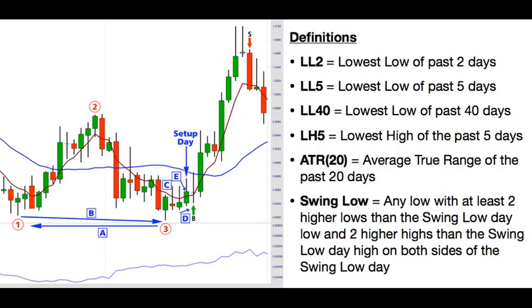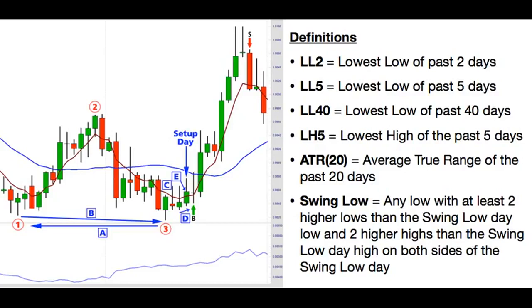And the LH5 is the lowest high of the past 5 days. The ATR20 is simply the average true range of the past 20 days. And the swing low is any low with at least 2 higher lows than the swing low day low and 2 higher highs than the swing low day high on both sides of the swing low day.